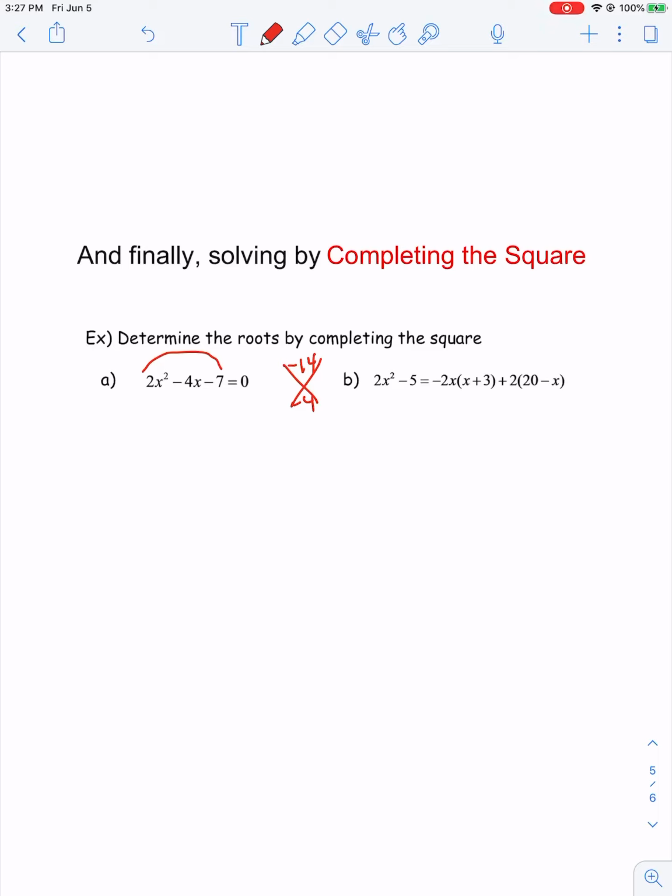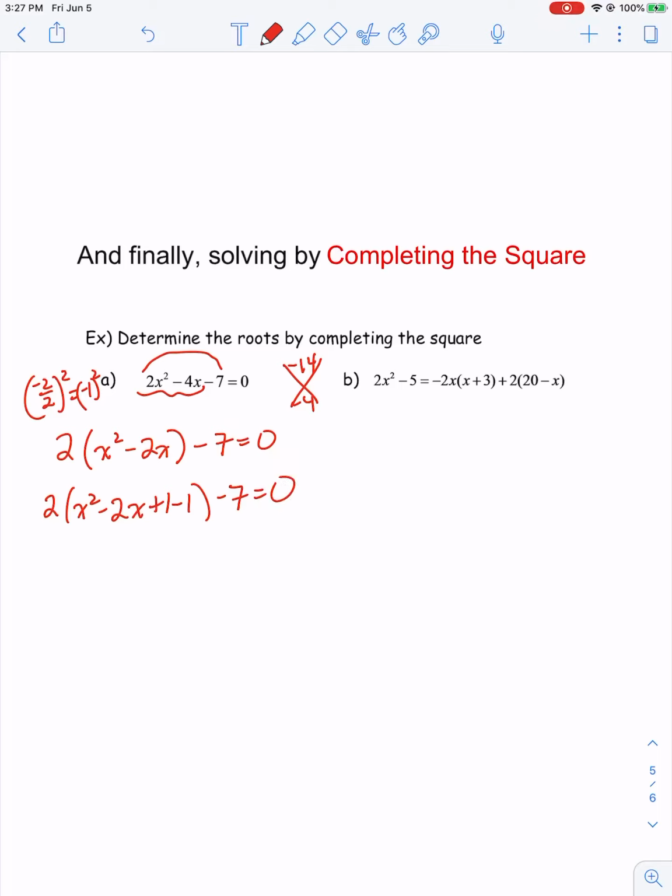Okay, completing the square. Step 1, you take the first two terms and you factor out the a value. So you get 2(x squared minus 2x) minus 7 equals 0. Then you complete that square. Now remember, we're taking the negative 2, dividing it by 2, and squaring that. So that's negative 1 squared, which is equal to 1. So minus 2x plus 1, minus 7 equals 0.